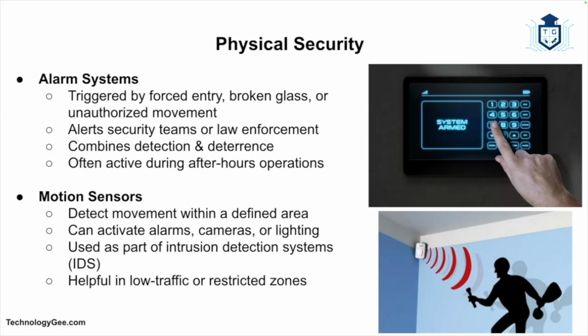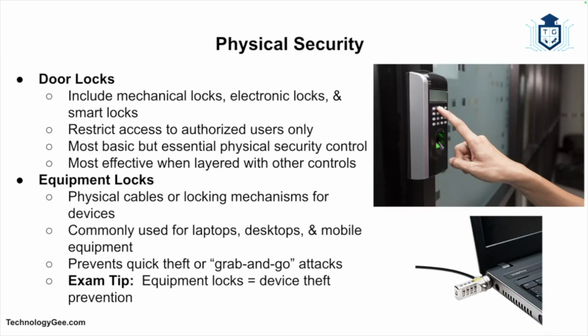You also have motion sensors. If you ever walked into a room and the lights pop on, well, it's the same idea. Motion sensors detect movement and can trigger lights or alarms. In security, they're often part of intrusion detection systems. You have door locks, and this is the oldest security tool. From mechanical locks to electronic card readers, door locks restrict access. Now, as an exam tip, locks are basic but effective, especially when they are combined with other controls.